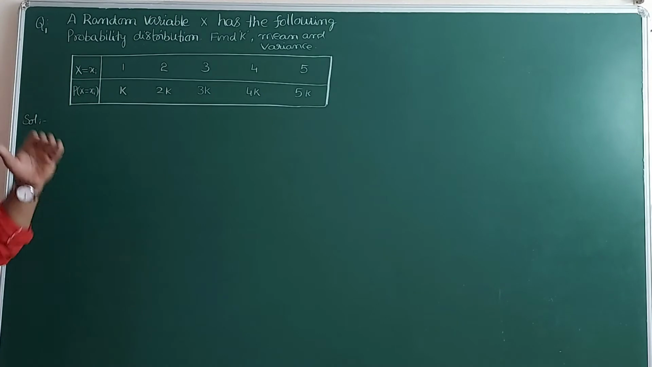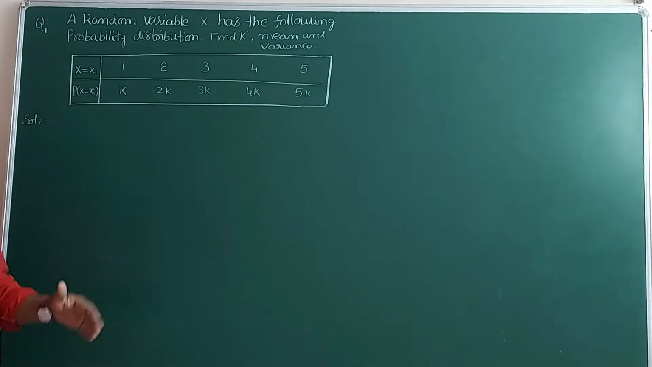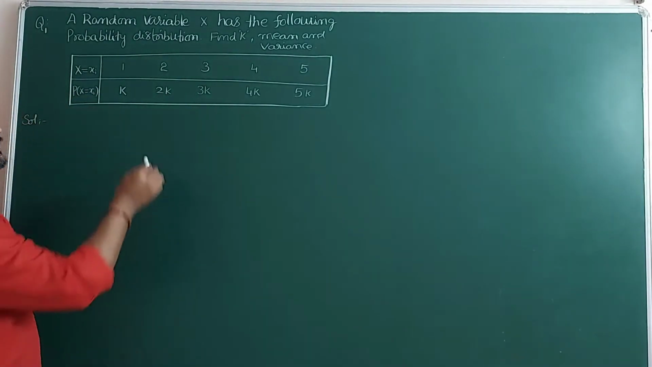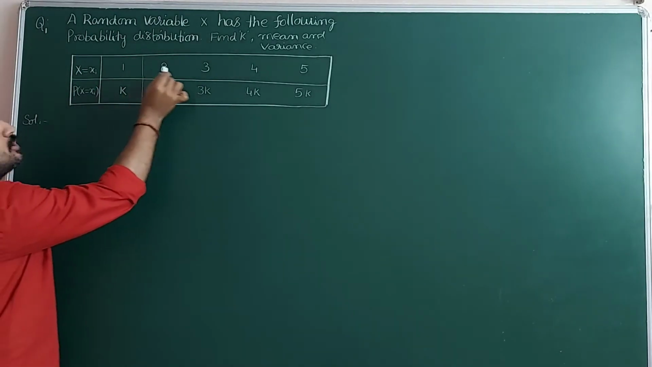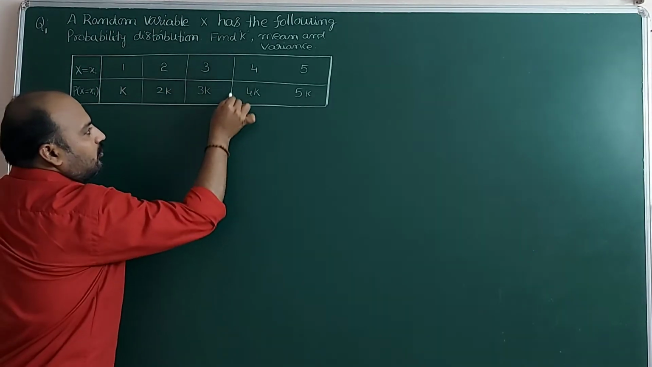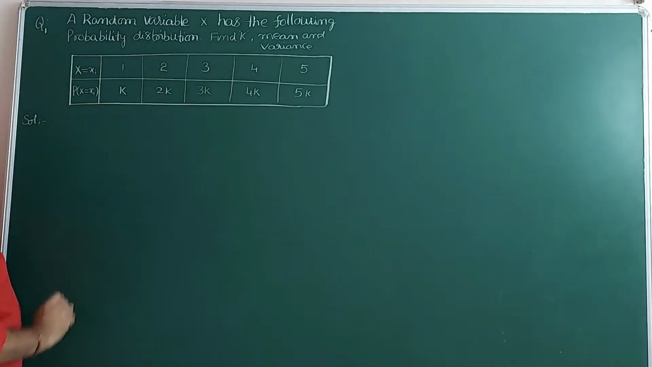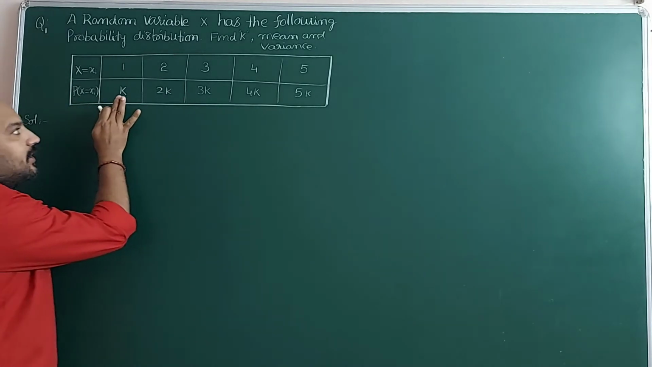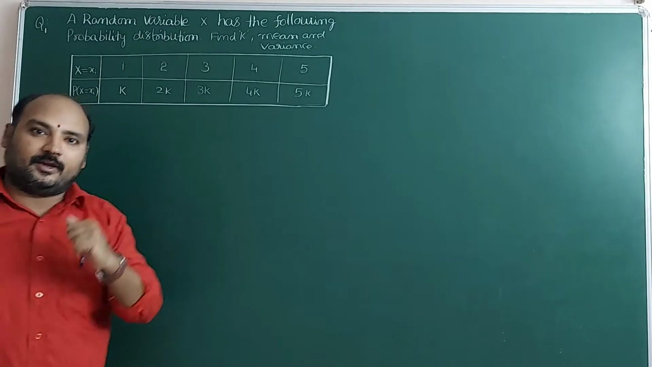So first, how to calculate the value of K? We know that the sum of the probabilities is equal to 1. X equal to xi, 1, 2, 3, 4, 5. These are the random variables, whose probabilities are respectively given as K, 2K, 3K, 4K, 5K.